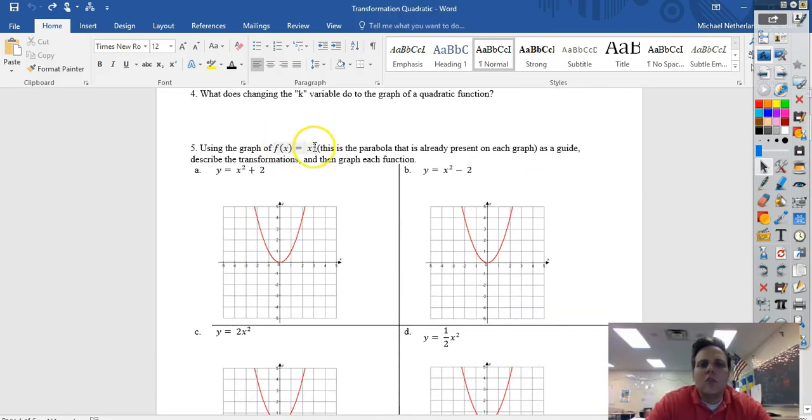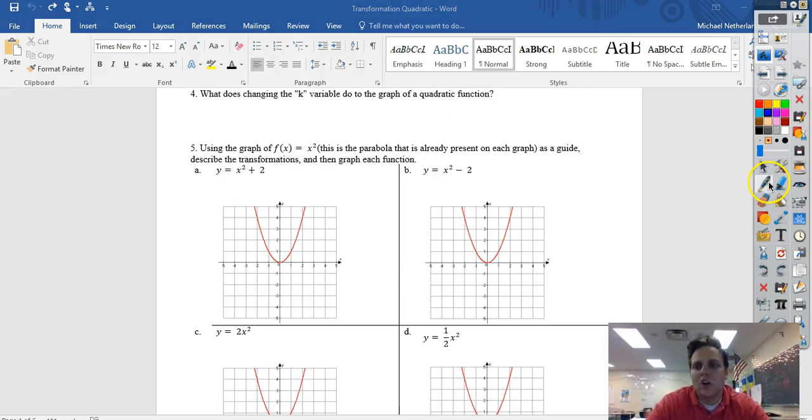All right, using the graph f(x) equals x squared. That is the parabola you see right here. The red parabola, it's actually not red, it's black. It's red on my screen, but it's black on your paper. This parabola right here is the f of x equals x squared parabola, so that is the parent function. If there have been no transformations, this is what the quadratic function looks like. I'm going to say that again to make sure you listen to it. If there are no transformations, this is what the quadratic function looks like. The quadratic function is just another name for the f of x equals x squared function.